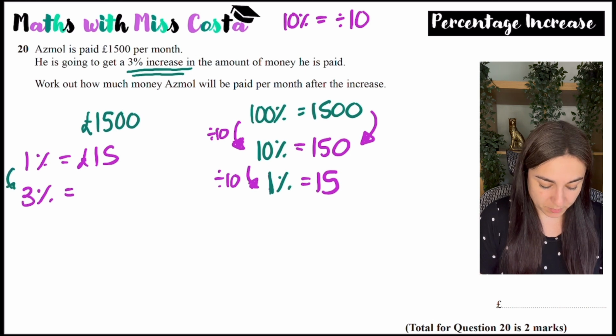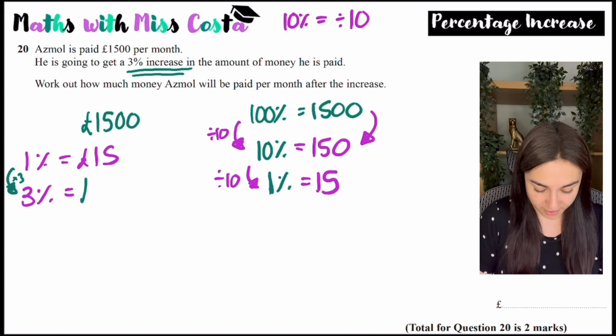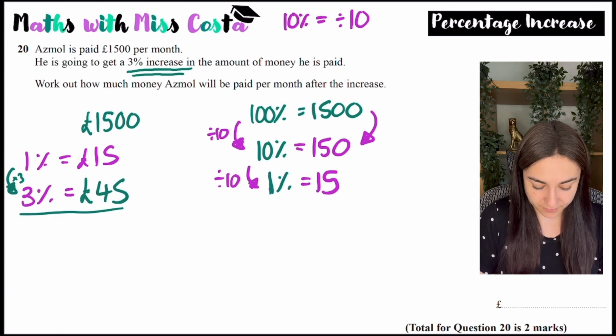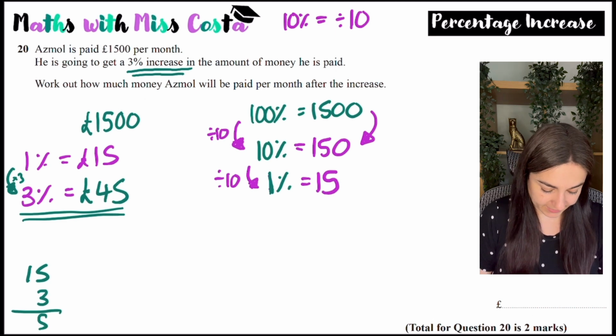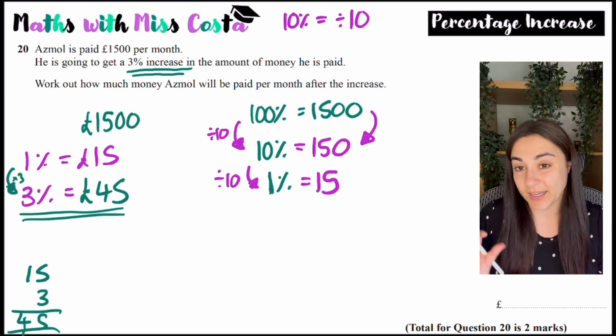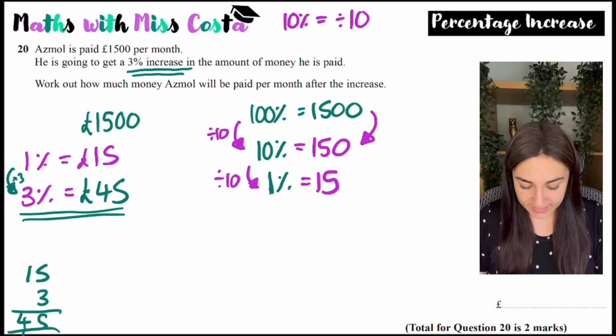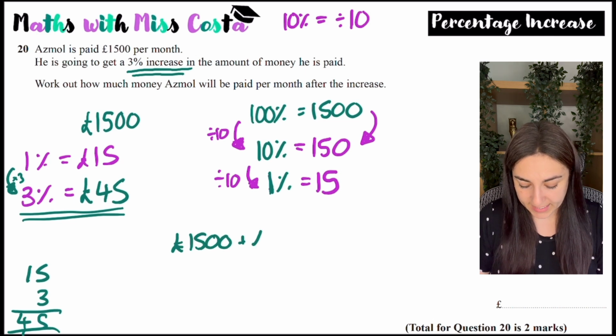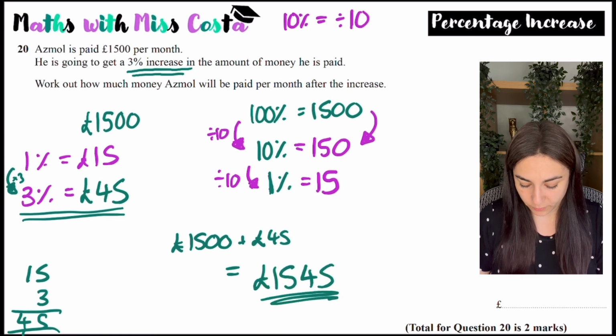So what do I want to multiply 1 by to get to 3? I times by 3, and 15 times by 3 is 45. Or you could have done it like this. So 3 times 5 is 15, 3 times 1 is 3, plus the 1 is 4. So 3% I know is 45. His original salary was 1,500. He now gets £45 more, so that would be £1,545.